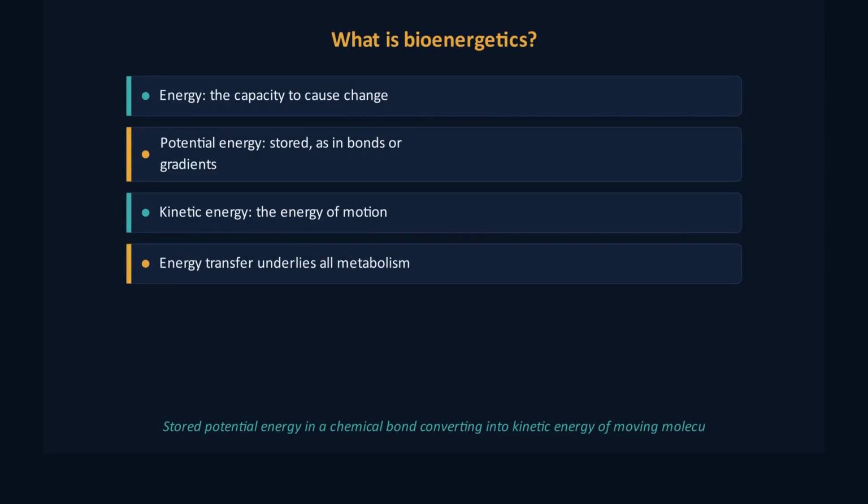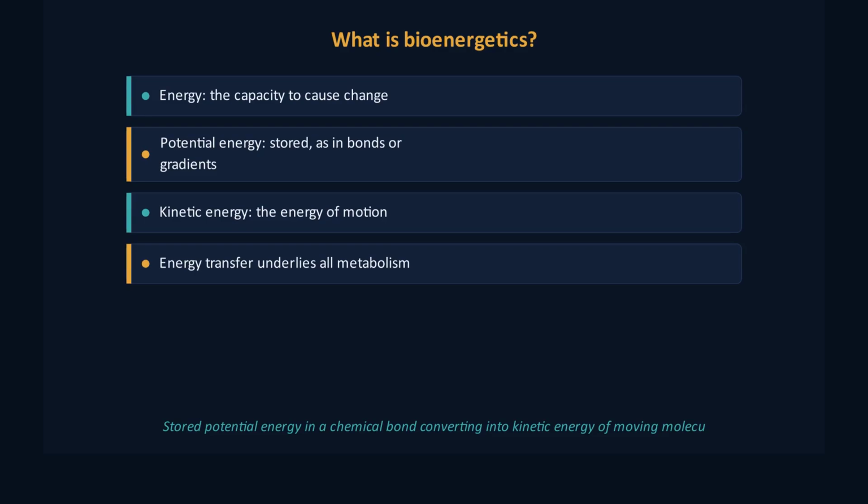Bioenergetics is the study of energy flow and transformation within living organisms. And energy, at its core, is the capacity to cause change, a capacity that can be converted from one form to another. Biological systems run on two primary types of energy. The first is potential energy, which is stored energy, often held in chemical bonds or in a concentration gradient. The second is kinetic energy, the energy of motion, associated with the movement of molecules. The whole story of a cell is the story of shuffling between these two.